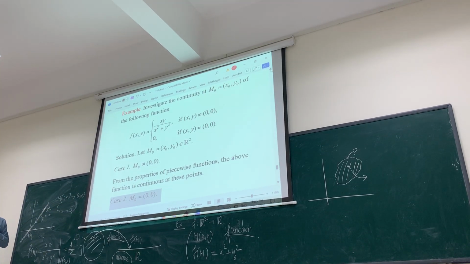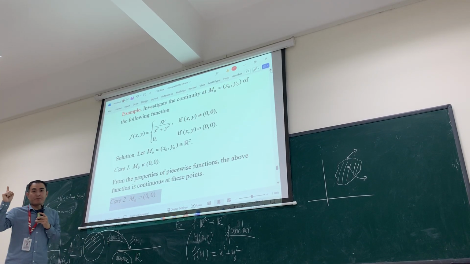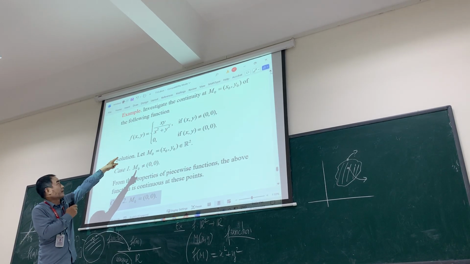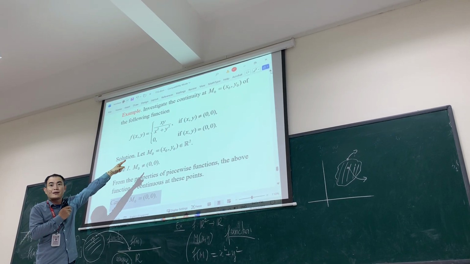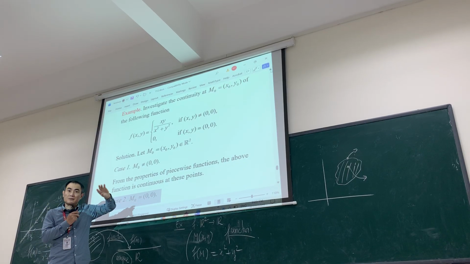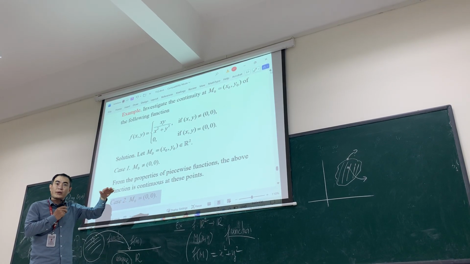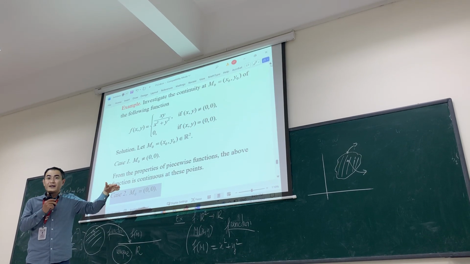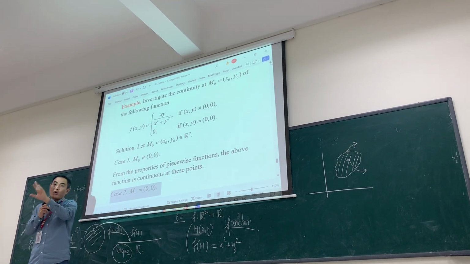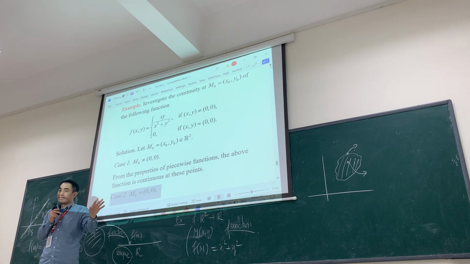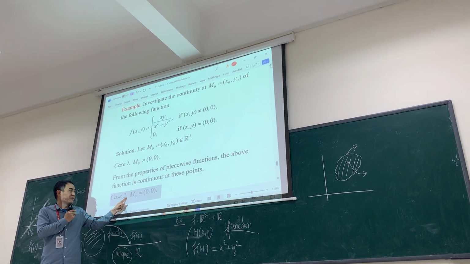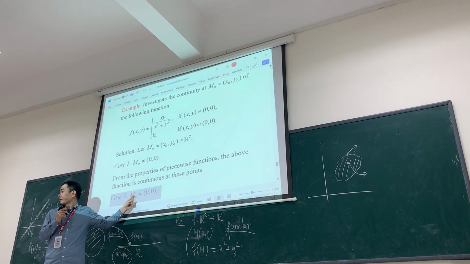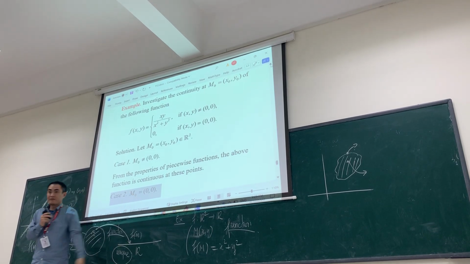Okay, I think we can base on the previous example. The function xy over x squared plus y squared has no limit when M tends to (0,0). Does that mean the second condition is not satisfied? Does that mean the function f is not continuous at this point? Okay.